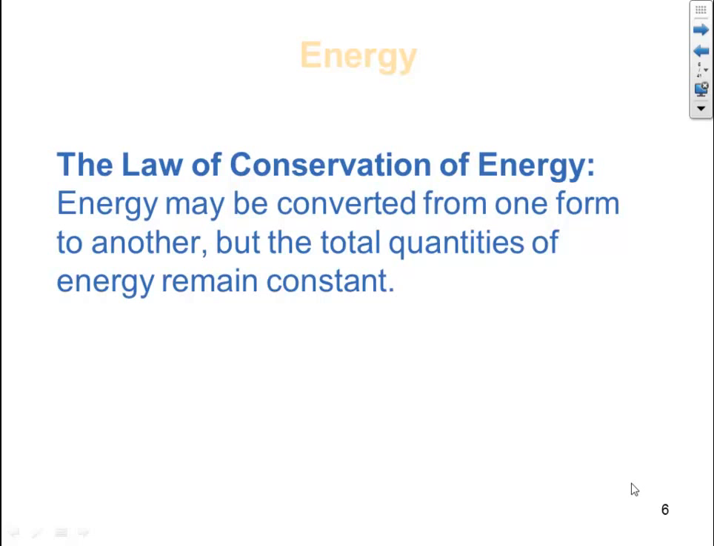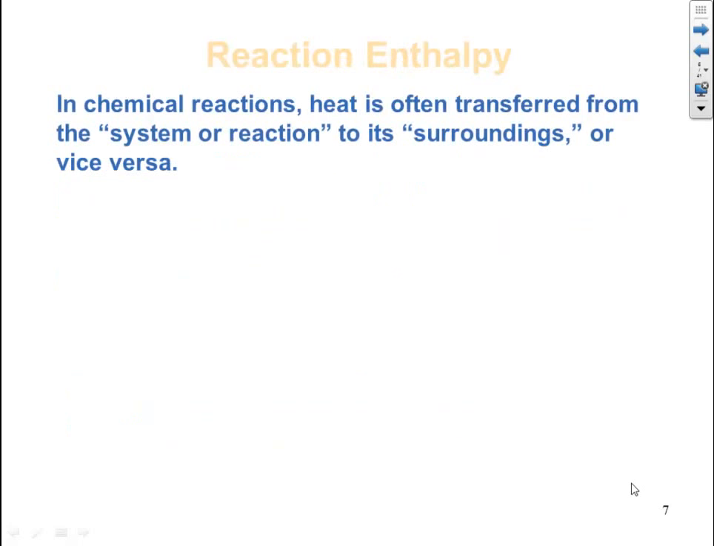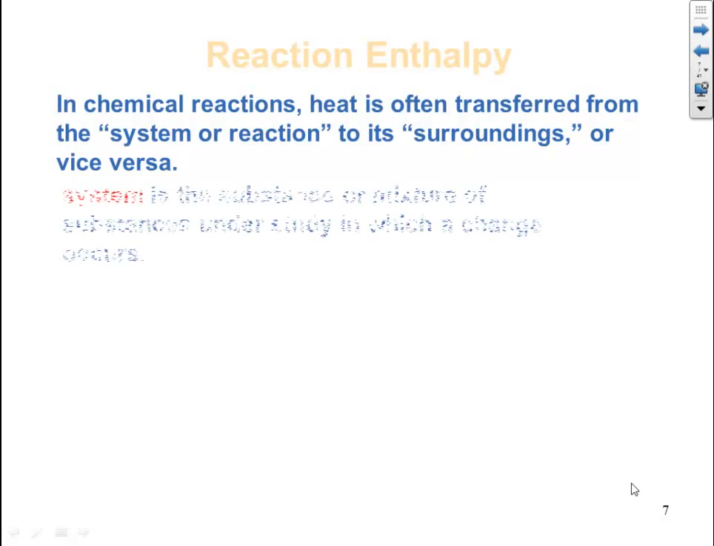The law of conservation of energy states that energy may be converted from one form to another, but the total quantity of the energy remains constant. Energy may be transferred or converted, but not destroyed. In chemical reactions, heat is often transferred from the system or reaction to the surroundings, or vice versa.